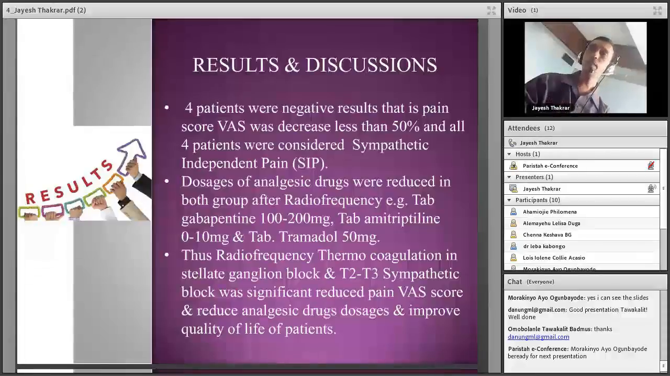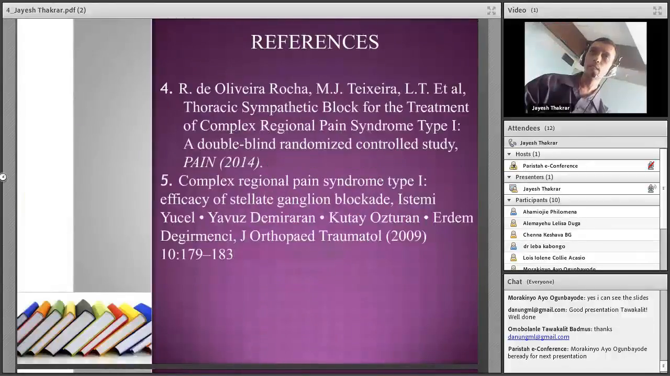So radiofrequency thermocoagulation of the stellate ganglion and the T2 T3 sympathetic block significantly reduced the pain visual analog score, reduced analgesic drug doses, and improved the quality of life of the patients. These are the references.